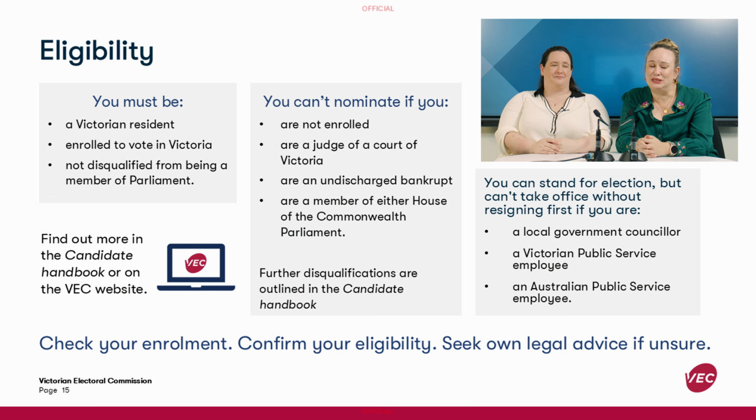It is your responsibility to make sure that you're eligible to nominate as a candidate and hold office if you are elected. If you are ineligible and still lodge a nomination, you are committing an offence. So check your enrolment, confirm your eligibility, and seek advice if unsure, either by contacting the Candidate Services team at the VEC or seeking independent legal advice. The VEC cannot provide you with advice on how the eligibility requirements apply to your individual circumstances. If you find out after you nominate that you're no longer eligible, contact the election manager as soon as possible.